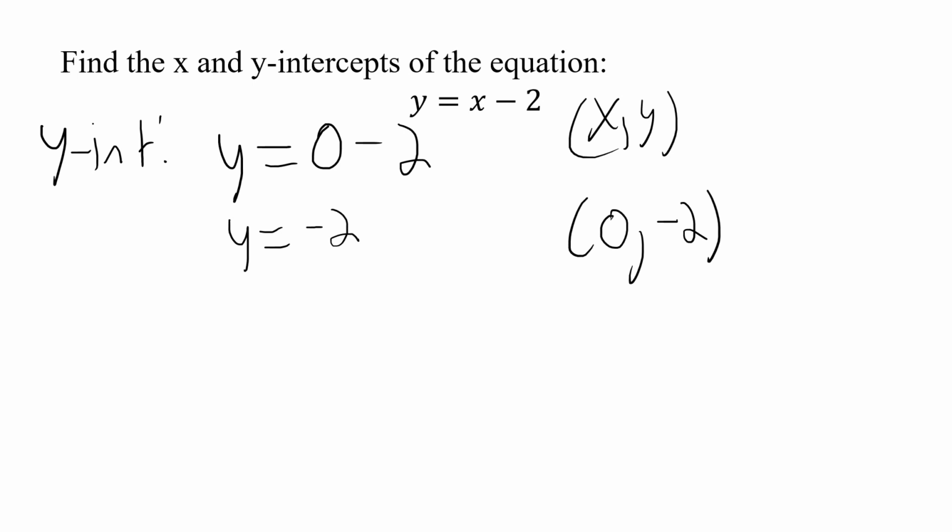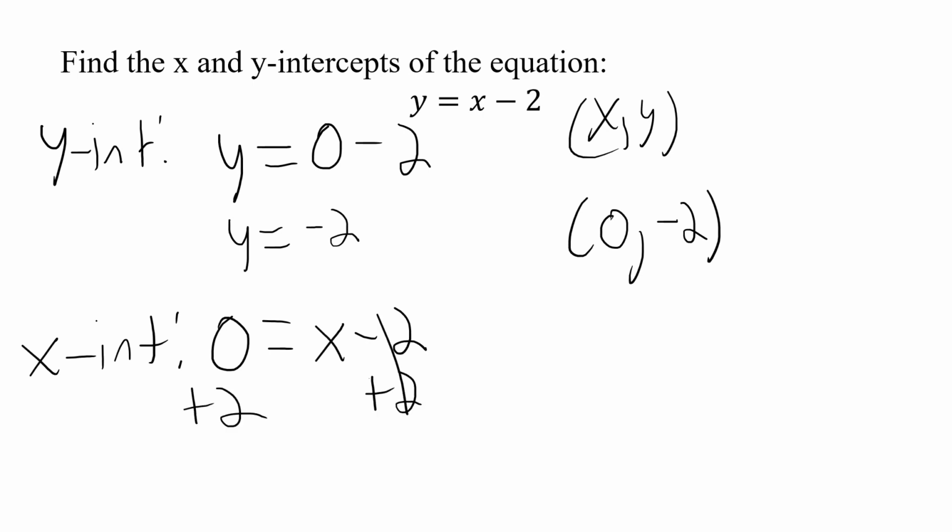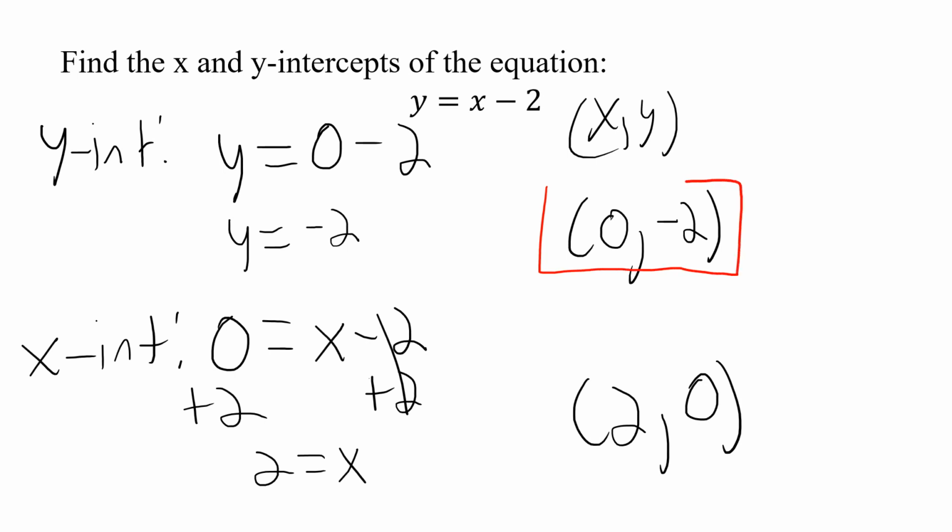Now let's find the x-intercept. For the x-intercept, we make the y 0. So 0 equals x minus 2. Now we have to get x by itself, so the opposite of minus 2 is plus 2. We get 2 equals x, or x equals 2. Again, because we always write x comma y, 2 is our x-intercept, and when it's an intercept, the other one is 0. So our answers are, for the y-intercept, (0, negative 2), and for the x-intercept, (2, 0).